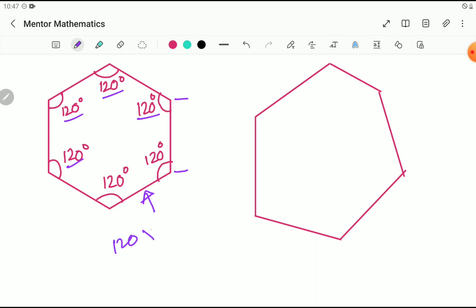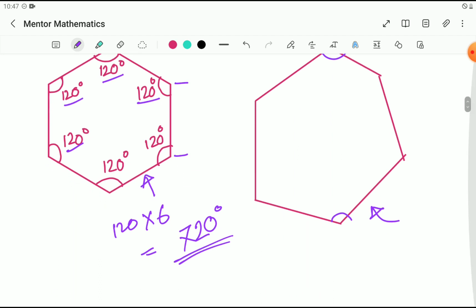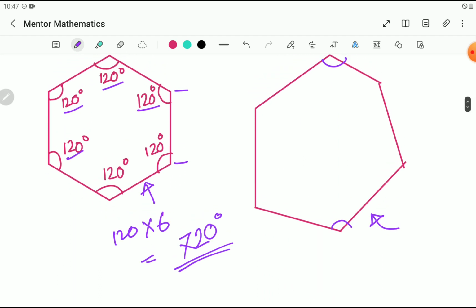120, and we have 6 angles, therefore 720 degrees. So this is the summation of angles. So now let's think this is a non-regular hexagon. That means the side lengths are not the same, and the angles between them are also not the same, they are different. Now remember, whatever the side length or angle between them, the summation of the angles will always be 720.